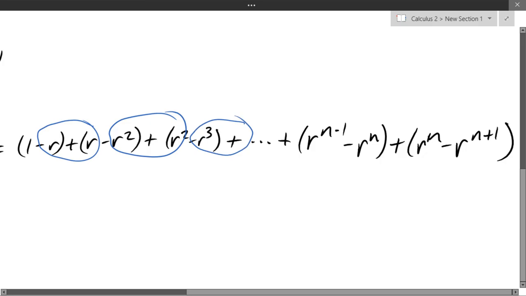All right, what about on the other side? Does r^n plus r to the n plus 1 cancel with anything? The very last. What about r^n? Yep, r^n minus r^n cancels. And then r^n minus r to the n minus 1 will cancel with a previous term. So basically, every inside term canceled, and I'm left with first and last.